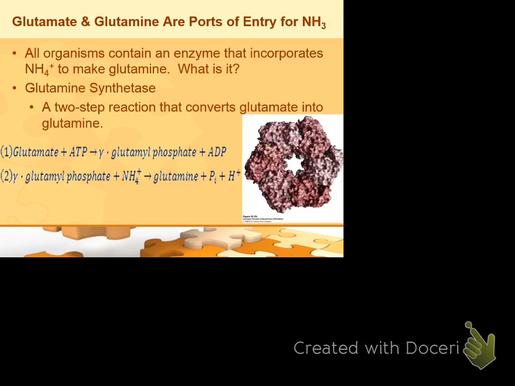It's a ping-pong mechanism where first the ATP and the glutamate bind. The phosphate gets transferred, the ADP leaves, and as the ADP leaves, the ammonium comes in, kicks off the inorganic phosphate, and then glutamine leaves. So there is that enzyme intermediate that is bound.